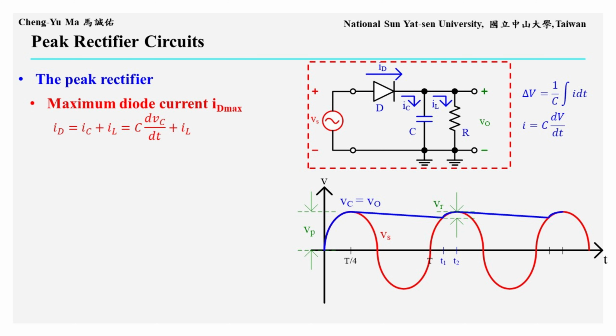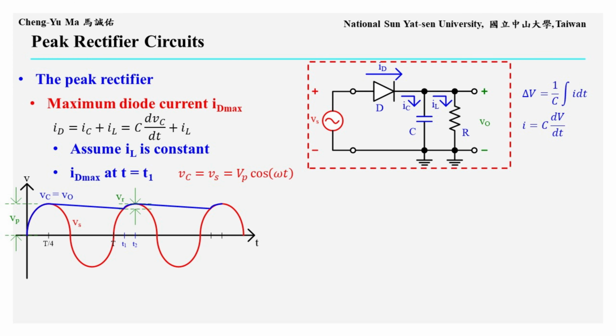After finding the average diode current over one period, we now calculate the maximum diode current, ID max. When the diode conducts, the diode current splits into the capacitor current and the load current. Therefore, ID equals IC plus IL. Since the capacitor current IC equals C times dVc over dt, the diode current is C times the time derivative of Vc plus IL. Because Vr is small, the load current IL can be treated as approximately constant. Therefore, ID max occurs when the capacitor current reaches its maximum value. This happens when the capacitor voltage has the largest slope with respect to time. From the waveform, this occurs at t equals t1.